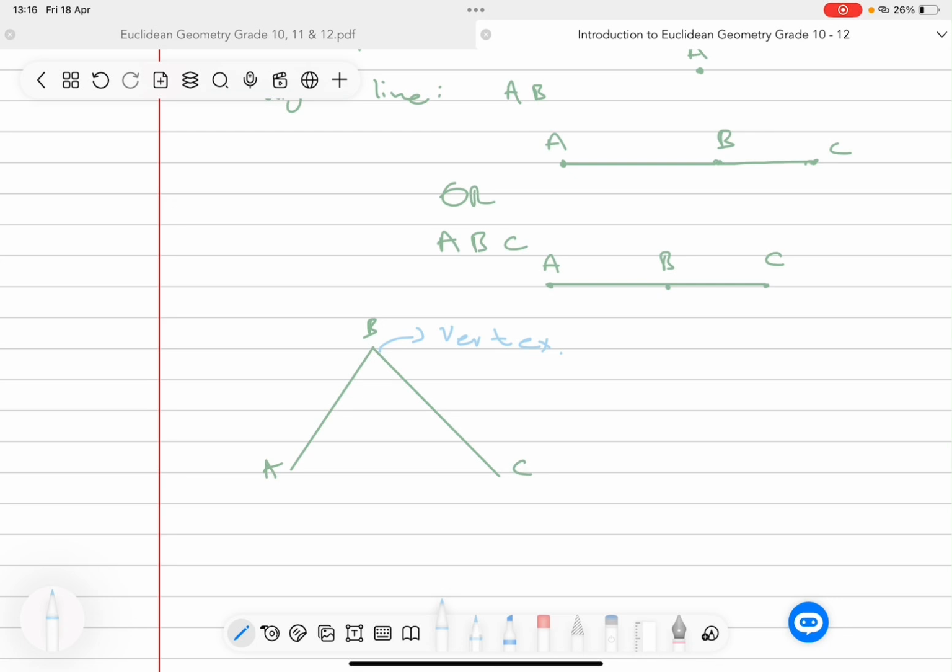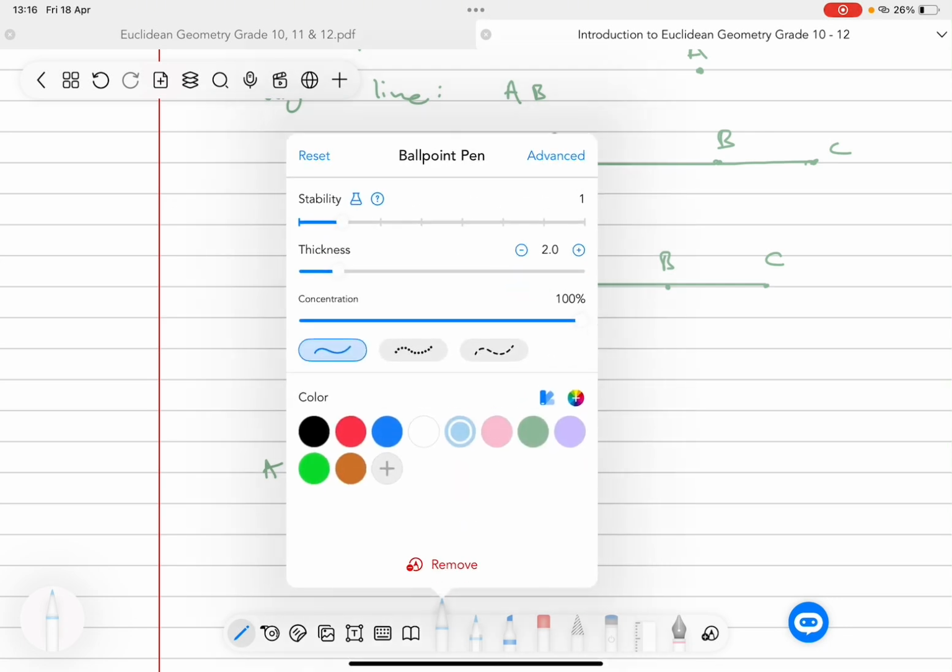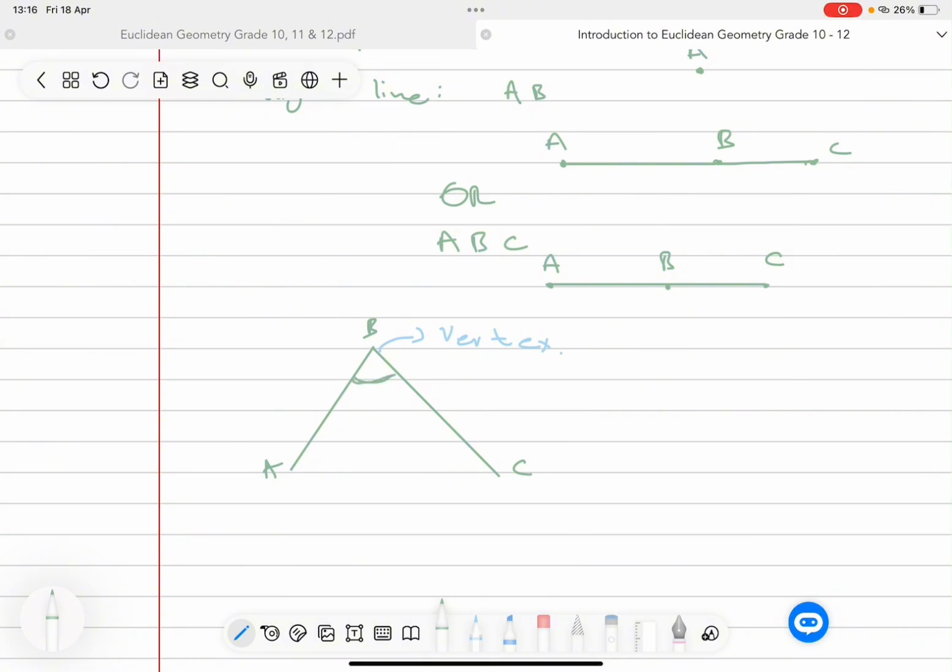Now, when we have a vertex, we can measure an angle on that vertex. So this means we can measure this part here to be an angle, and it is measured in degrees. So here we can come up with an angle. An angle basically is just the space between these two lines, the space that is created in a vertex. So here we can measure an angle. A vertex gives us an angle.